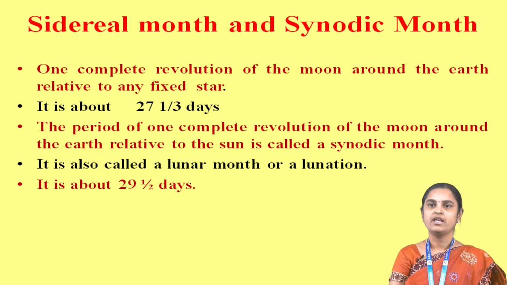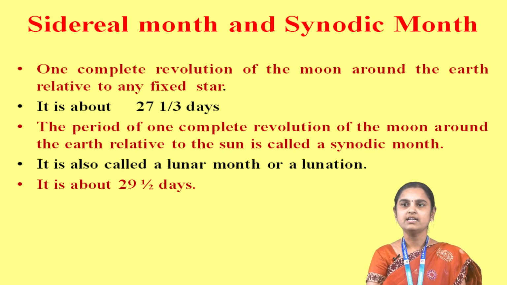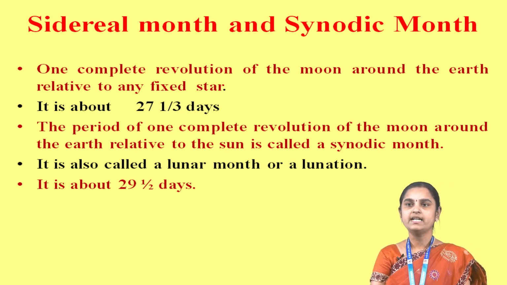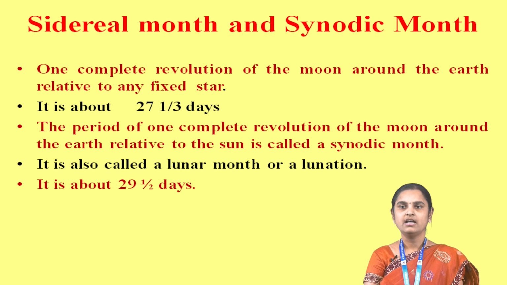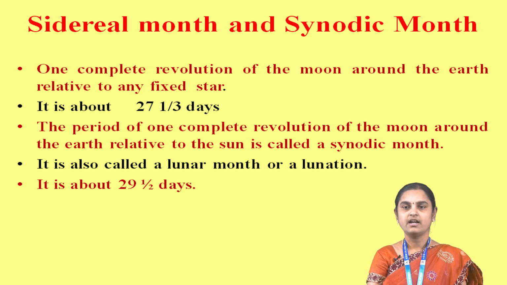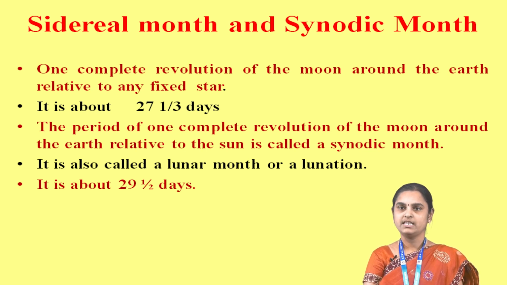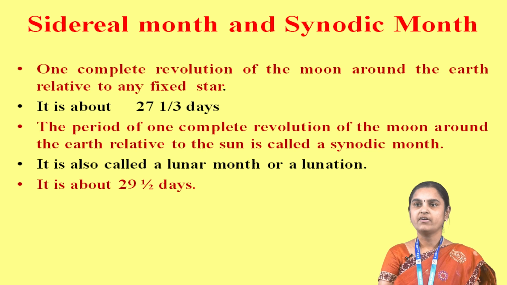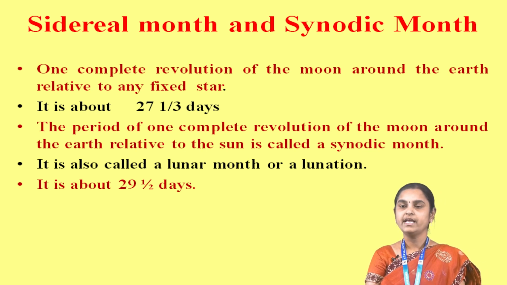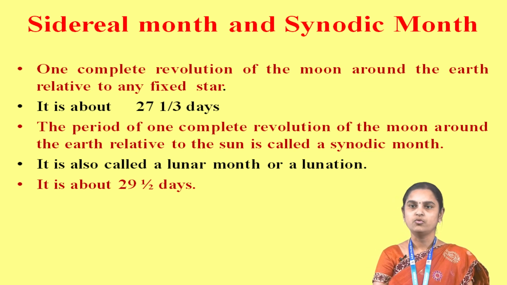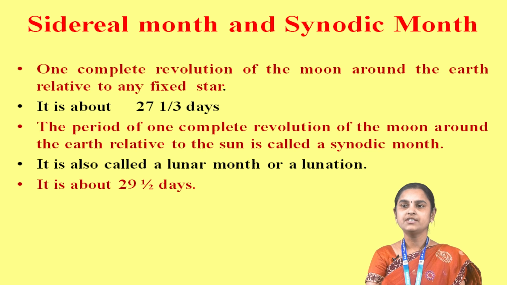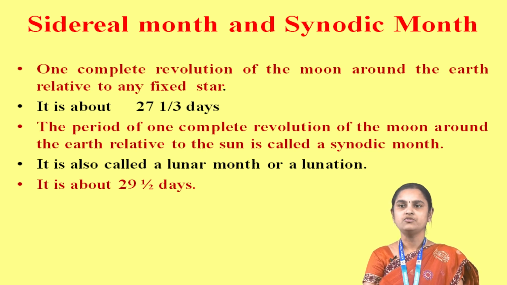Sidereal month and synodic month. The sidereal month is the period of one complete revolution of the moon around the Earth relative to any fixed star. It is about 27 1/3 days. Let us see the definition of synodic month. The period of one complete revolution of the moon around the Earth relative to the sun is called the synodic month. It is also called the lunar month or lunation. It is about 29 1/2 days.